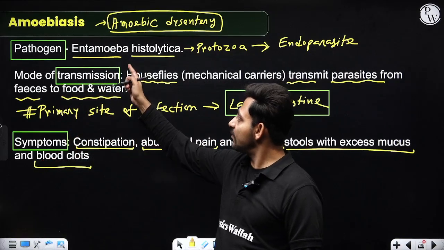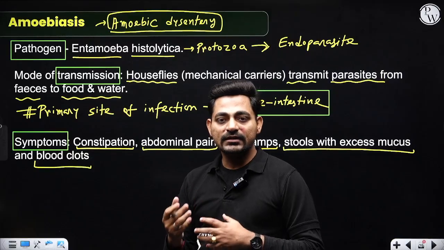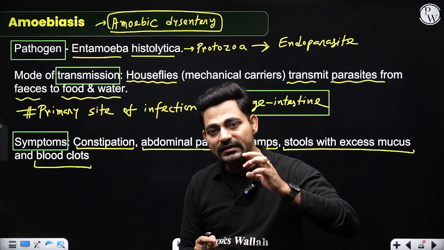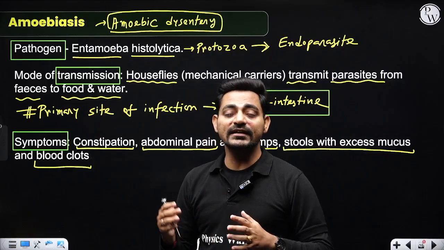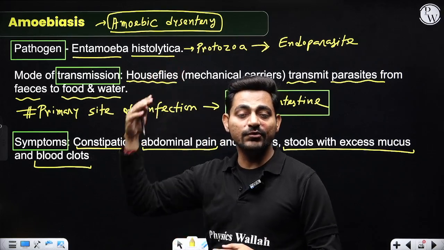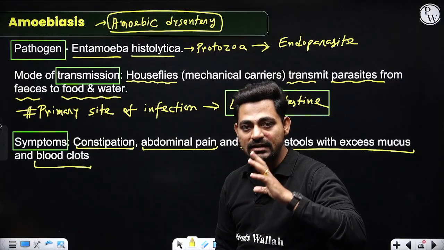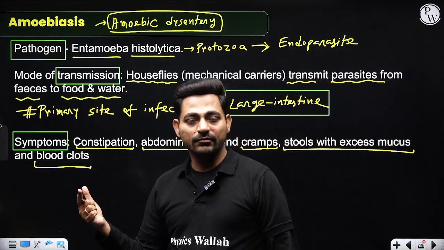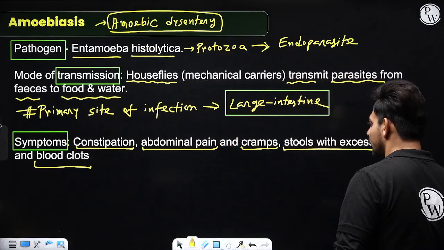See, the name of this protozoa, Entamoeba histolytica. Histology is the study of tissue. Basically, this Entamoeba is attacking the tissue of the large intestine and degrading it, degenerating it, destroying it. So that's why the name is lytica, which came from the word lysis. It's destroying the intestinal tissue. That's why excess mucus and blood clots will come out along with feces, along with stool. Okay.